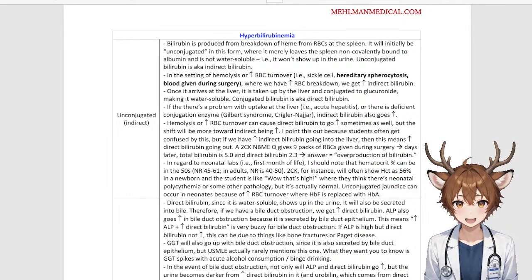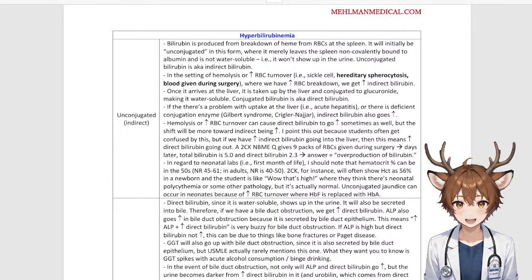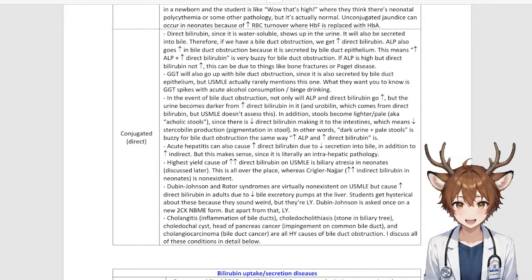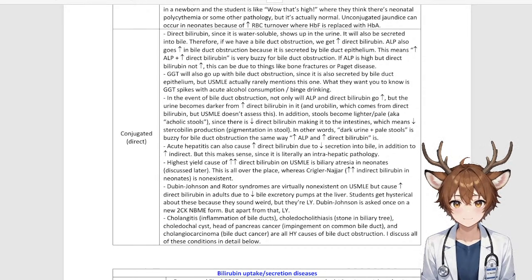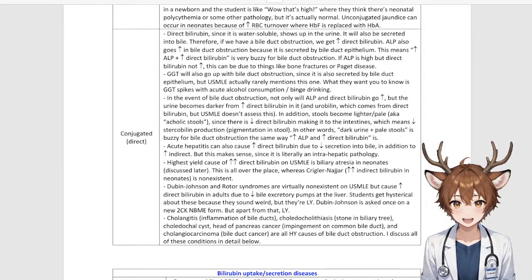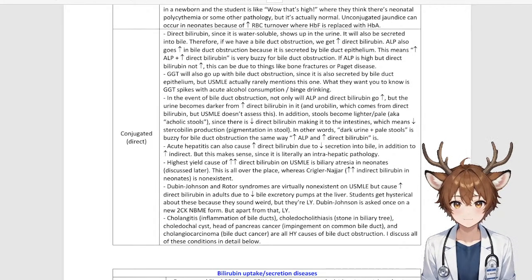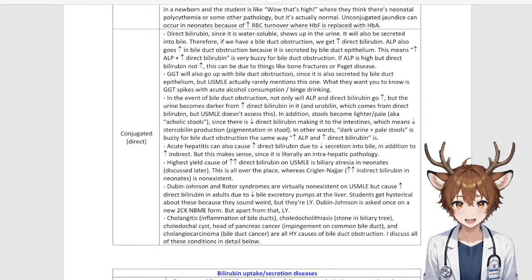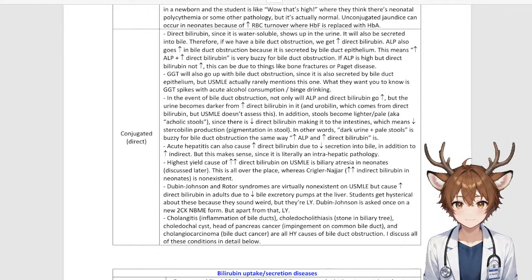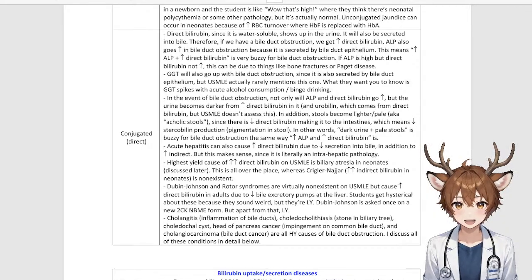Unconjugated jaundice can occur in neonates because of the increase in RBC turnover, where the fetal hemoglobin is replaced with an adult hemoglobin type, or hemoglobin type A, I should say. I think that is called adult hemoglobin. There's HbF, HbA, HbS, which is the sickle cell type. Look, fact check me on that if you want to.